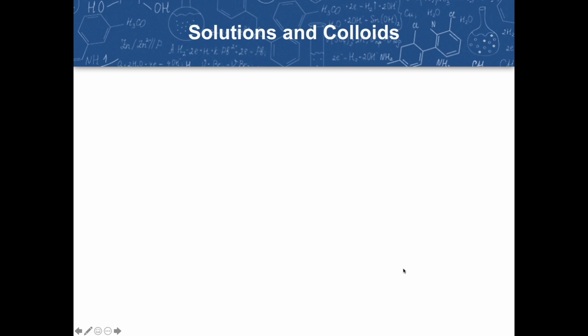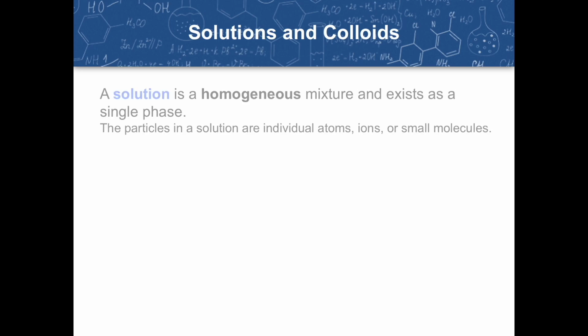Recall from General Chemistry 1 that a mixture has two defining characteristics. Its composition is variable and it retains some properties of its components. We focus here on the two common types of mixtures, which are solutions and colloids, whose main differences relate to particle size and number of phases.